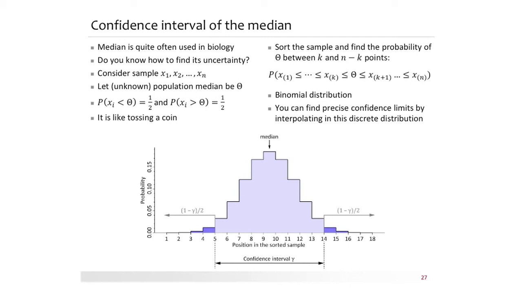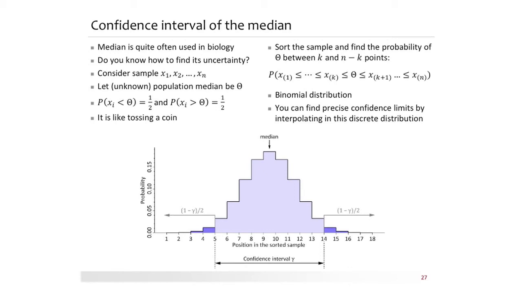For example, this is the position in the sorted sample. So this is not actual value, it's just a rank. This is the smallest number, this is the largest number, and there are 18 numbers here. So the probability that the true median is somewhere between 9th and 10th number is this one, about 17%. And probability that the median is between 5th and 6th point is much lower. It's maybe 3 or 4%.